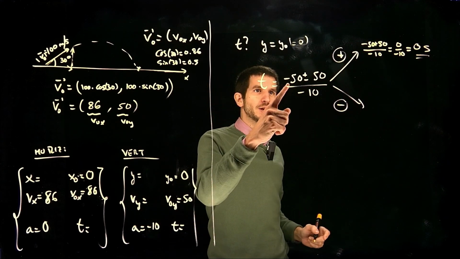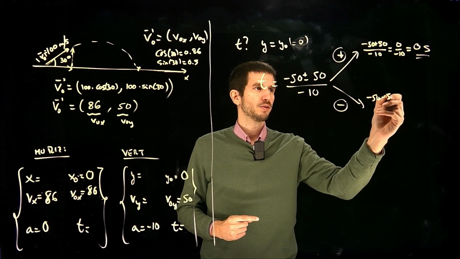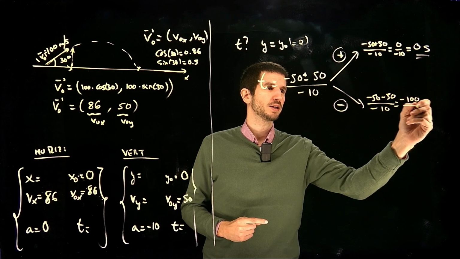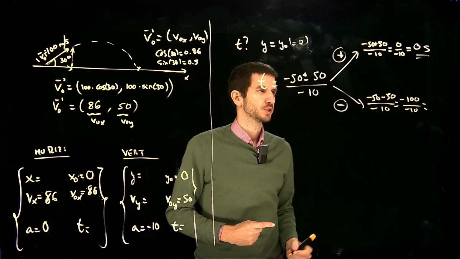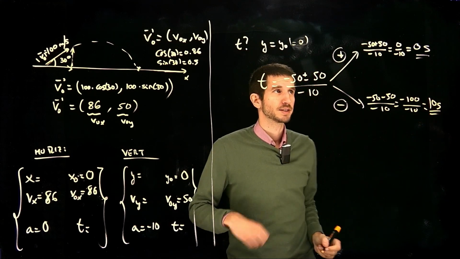What about minus? Minus 50 minus 50 divided by minus 10. Minus 50 minus 50 is minus 100, divided by minus 10, which is of course positive 10. So it takes 10 seconds.